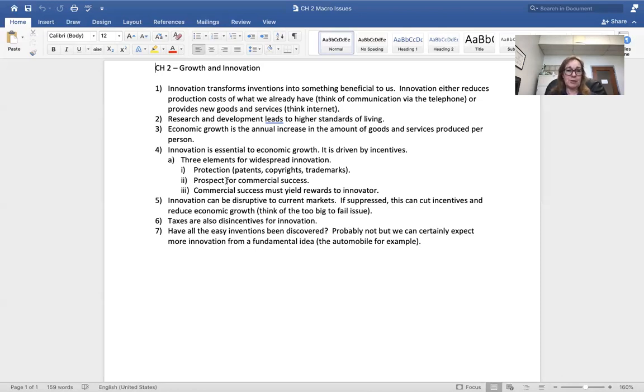So anyway, you can think of some other examples, but for an innovation or invention to be successful, it's got to have commercial success. All right. And then the commercial success has to yield rewards to the innovator. You've got to be able to make money off of it. Okay, so those are the three elements for widespread innovation. Now, innovation is very disruptive. Innovation can be disruptive to the current markets.